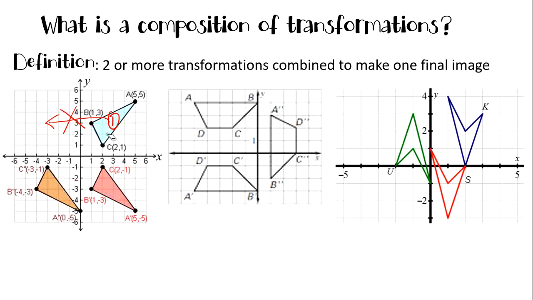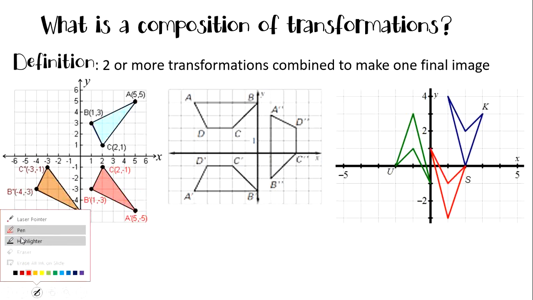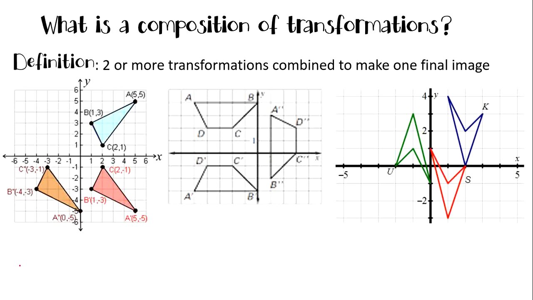Some of the problems that you'll see on homeworks and learning checks is they might ask you to draw out the composition, or they might give you a picture like this and just ask you to simply describe in words what happened from triangle 1 to triangle 3. And then, of course, there's some more examples over here.